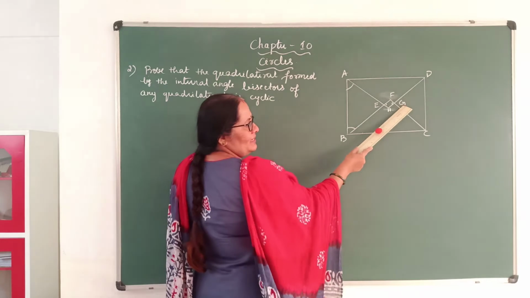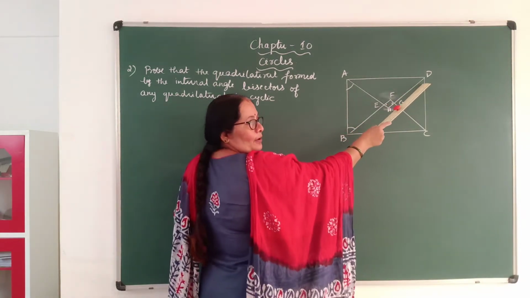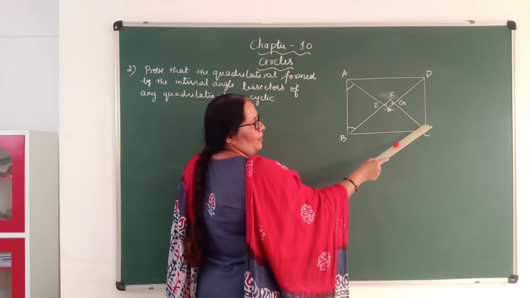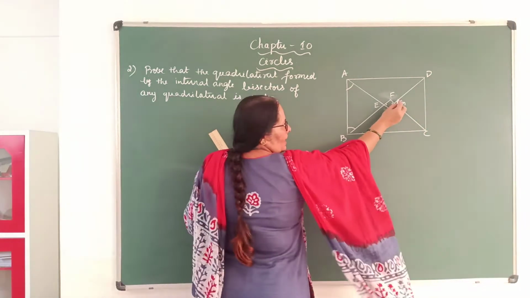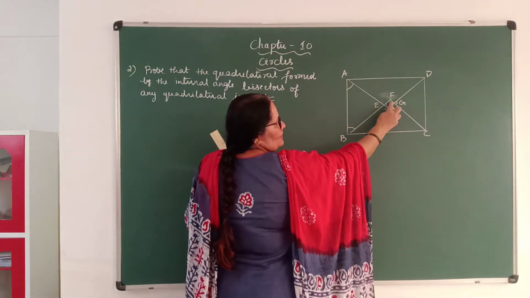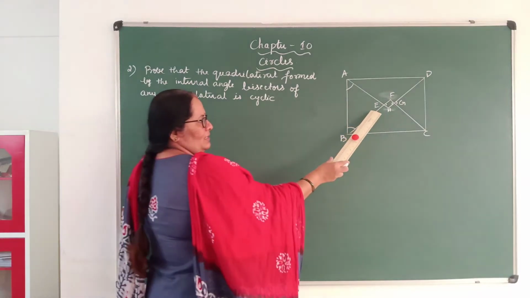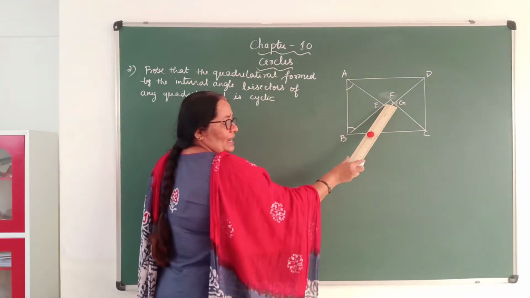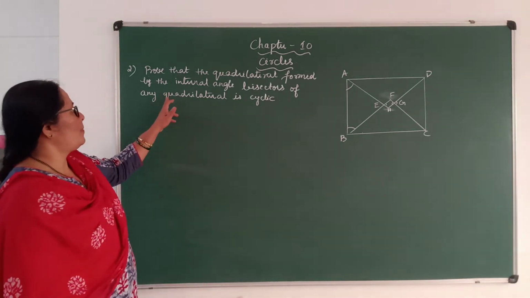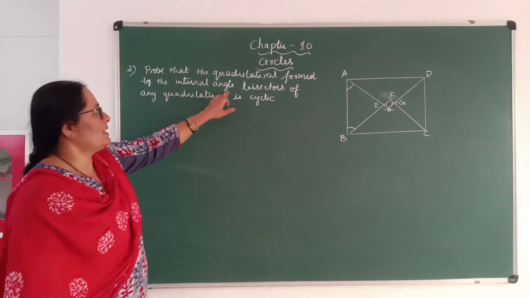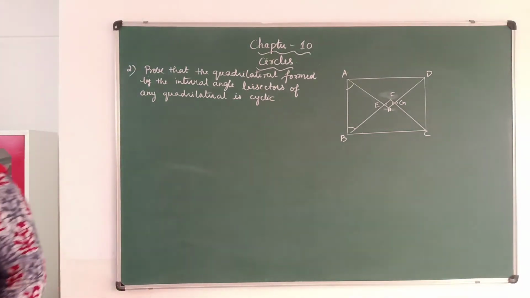Similarly, angle G is equal to 180 minus half of angle D minus half of angle C using angle sum property, and this angle is vertically opposite to HGF. So, add these two angles, we get 180 degree, that is the quadrilateral formed by the internal angle bisectors is cyclic.